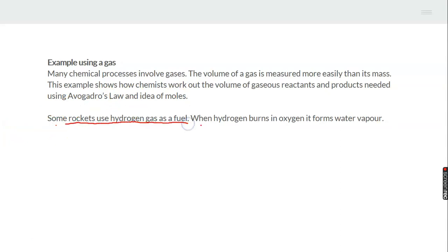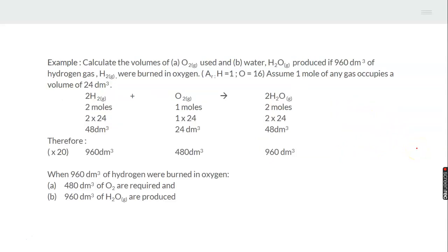So you have to know that some rockets use hydrogen gas as fuel. Then when hydrogen bonds in air, in oxygen, it forms water. It's the combination of hydrogen and oxygen that will give us water. So it forms water vapor when it bonds in oxygen. So calculate the volume of A.